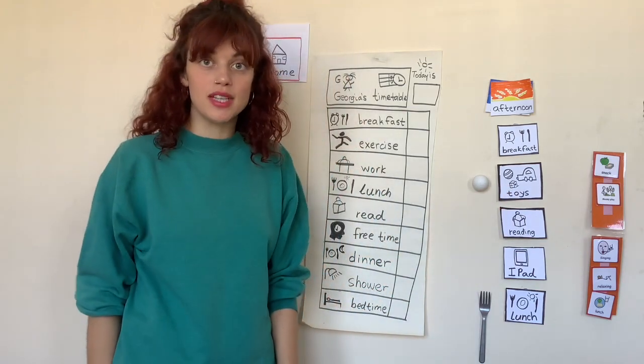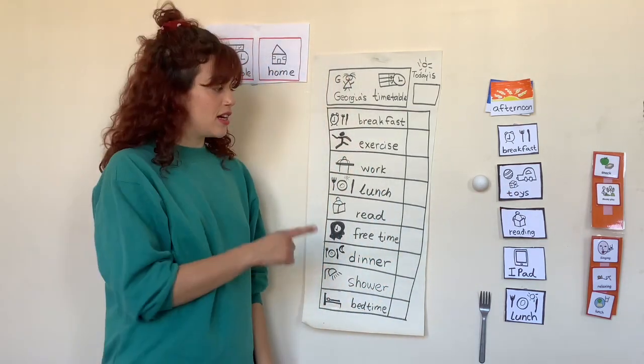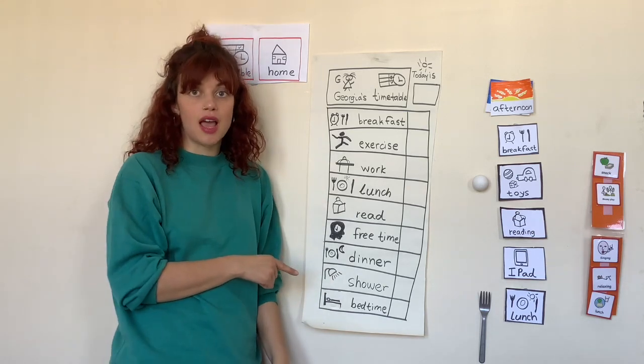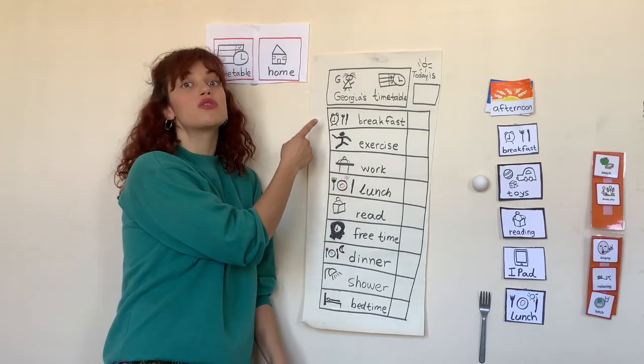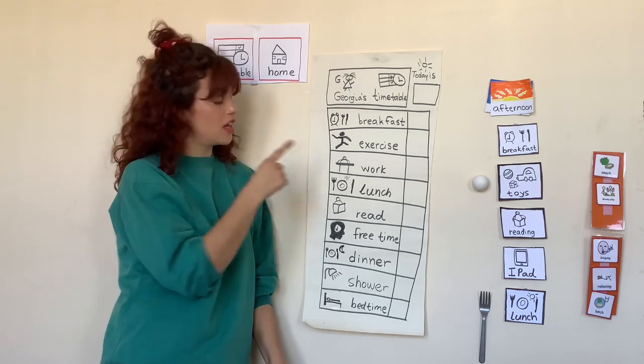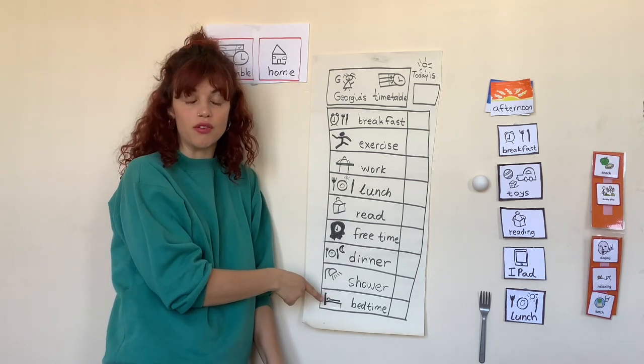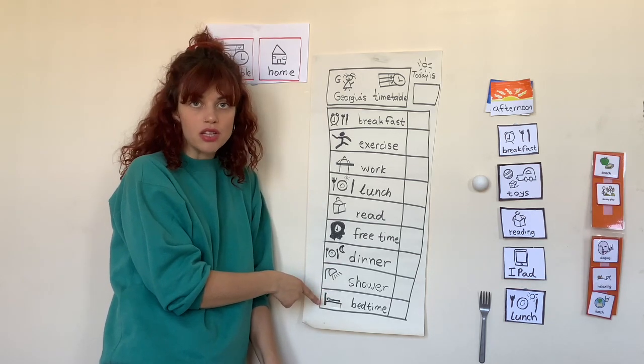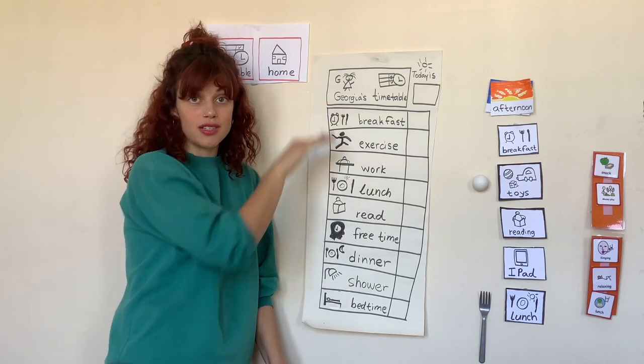A timetable is a sequence. Here I use the vertical sequence. I put at the top the activity that's going to happen first in the day, and at the bottom the last activity of the day. A timetable has to be followed as a sequence.